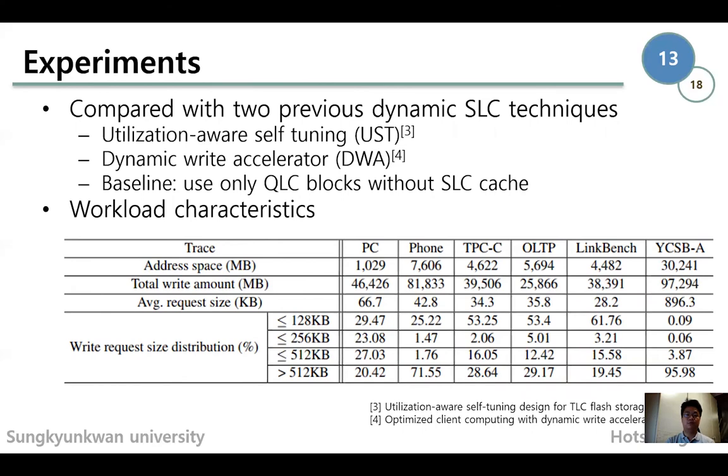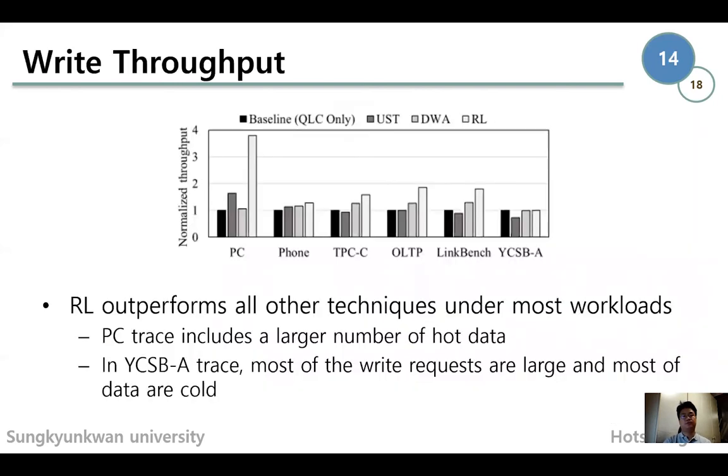We compared the proposed RL-based technique with two previous dynamic SSD cache techniques, utilization-aware self-tuning and dynamic write accelerator. The baseline method uses only cache blocks without SSD cache. We use 6 workloads for simulating inputs collected with the block trace or Dtrace tool. We compared write throughput of different schemes with the 6 workloads. The results are normalized to that of the baseline method.